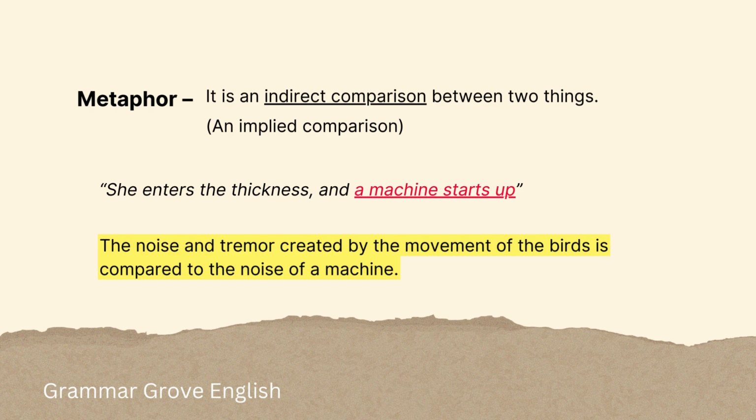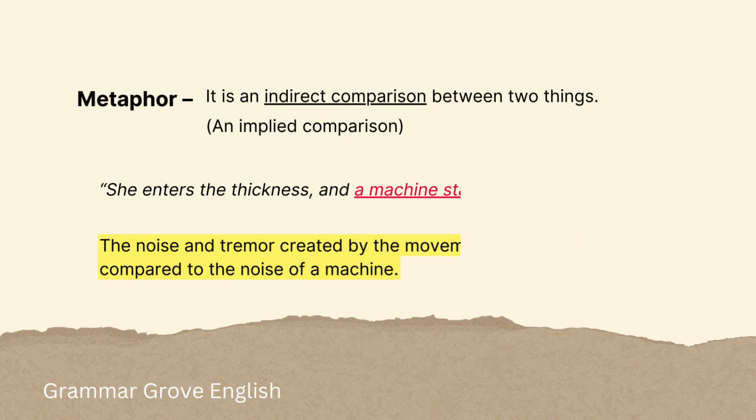A baby bird does not have a physical similarity with a machine. A machine looks very different and a bird looks very different. They have no physical similarity between them, but the way the birds act, the way the birds make noise and shake their wings, which causes vibrations, makes us feel that there is a machine on that tree, that a machine has started. Here the noise created by the movement of the birds is compared to the machine's noise.